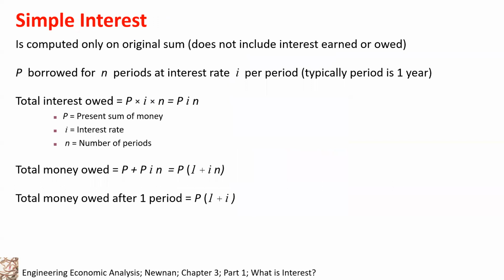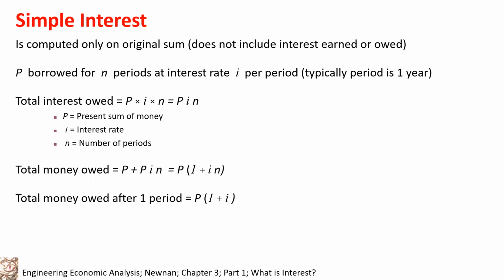How do we calculate interest? The simplest form is called simple interest. It is computed only based on the original sum that you borrow. So for example, if you borrow a certain amount of money called P for n periods of time, at a simple interest rate of I per period, your total interest can be calculated by multiplying P times interest rate times n, number of periods.